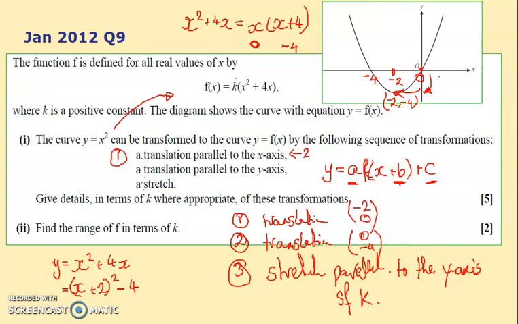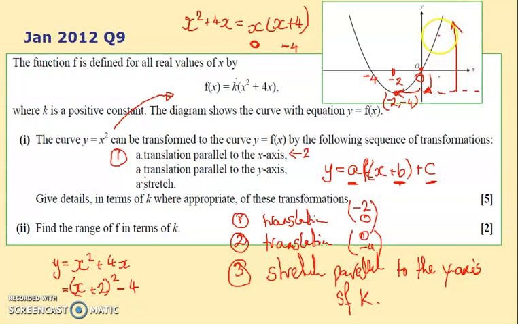So the last thing it says, find the range. Of course, we've done functions recently. Find the range of f in terms of k. Well, the range is what number comes out of the graph. So all numbers above this point.